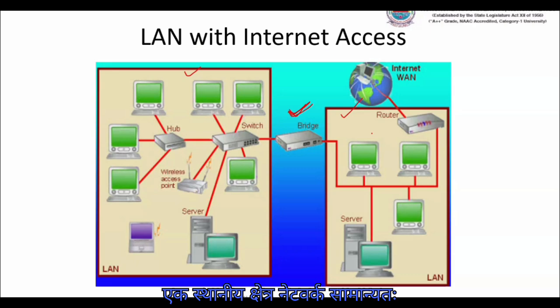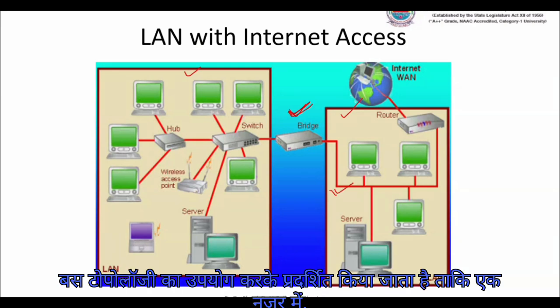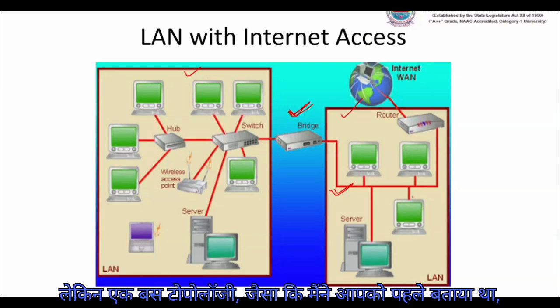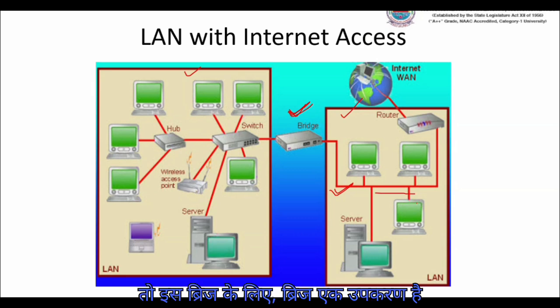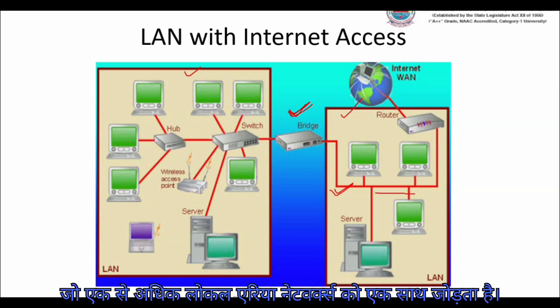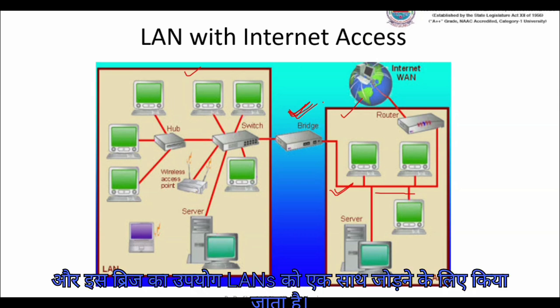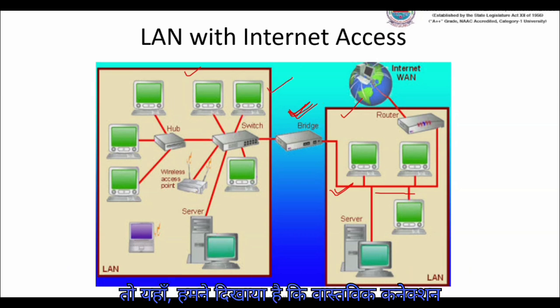So these are two local area networks. A local area network is generally represented using bus topology so that at a glance we come to know that it is a local area network. But this bus topology as such, as I told you earlier, is not used nowadays. So a bridge is a device which connects more than one local area network together. It is used to connect more than one LAN. So this is one LAN, this is one LAN, and this bridge is used to connect the LANs together.